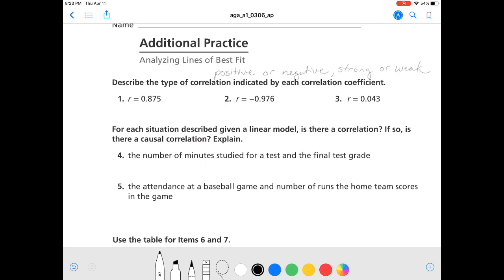A strong correlation coefficient is going to be closer to 1. Weak is going to be further away from 1. I like to use 0.5 as my cutoff point. Greater than 0.5 is going to be a strong relationship. Less than 0.5 is going to be weak.